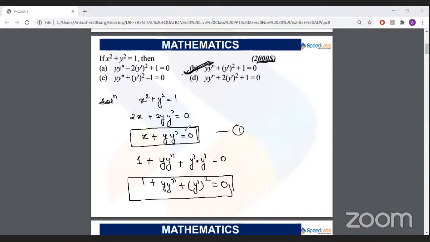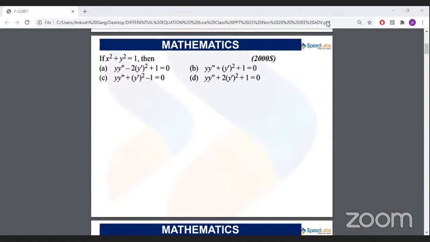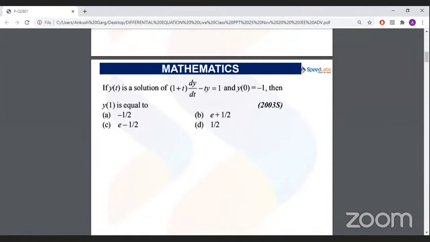So here, instead of finding y dash and y double dash, we are simply differentiating the relation itself. On the first differentiation we are getting this, and on the second differentiation we are directly getting the relation. So you can proceed in this manner also. All right, let's move to the third one.